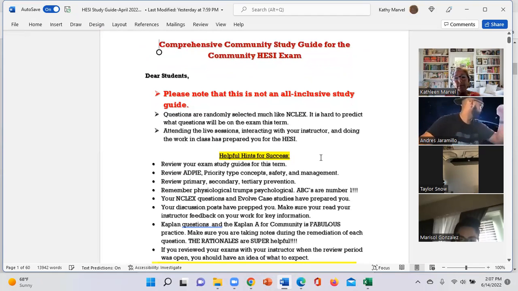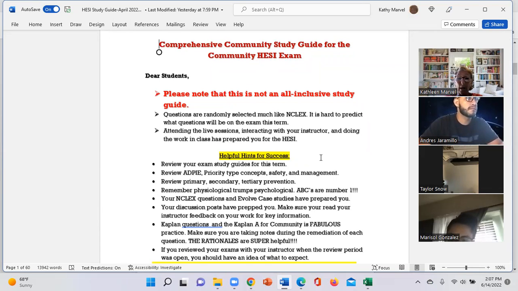As always, this is not an all-inclusive study guide, but it is a very detailed study guide. So questions are randomly selected, much like NCLEX. It's hard to predict what questions will be on the term, but we can try and predict what questions might be asked based on the topics that have been covered in past HESIs.